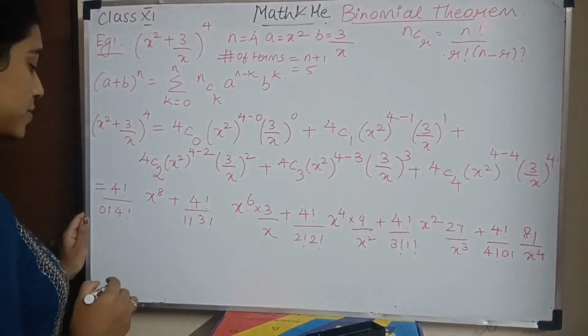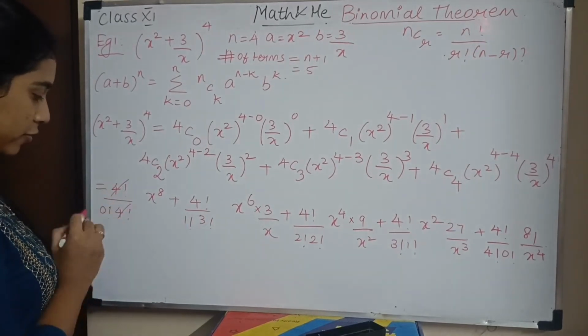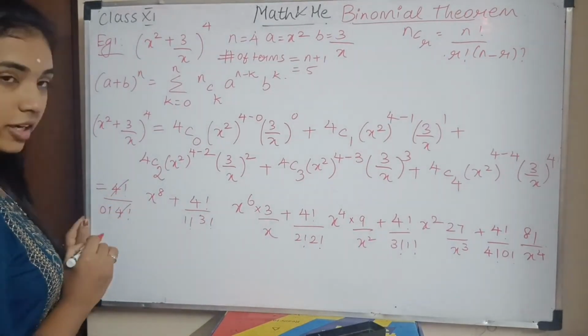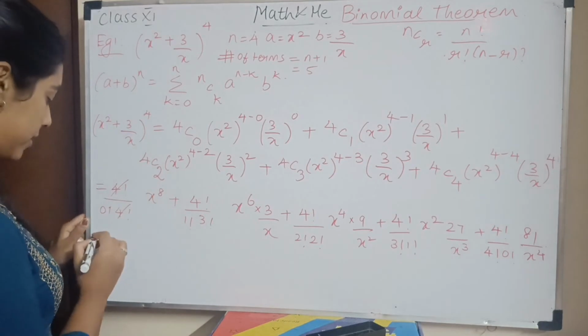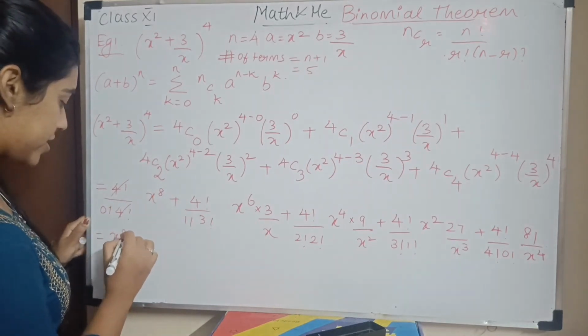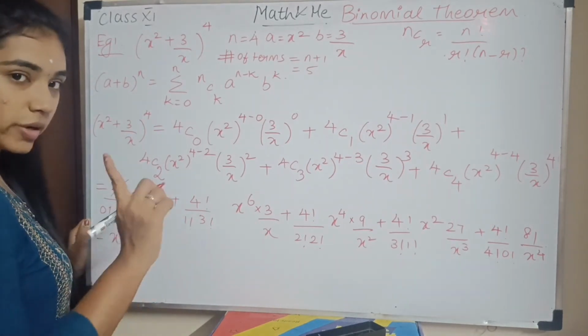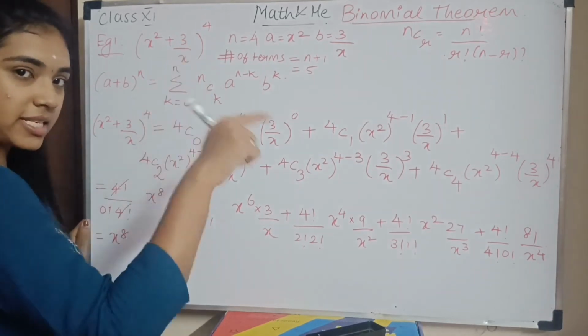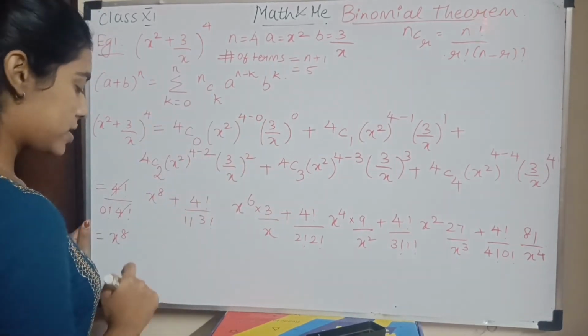So what happens when I simplify? 4 factorial and 4 factorial go off. 0 factorial is nothing but 1. So I am left with x to the 8. The first coefficient is always 1. You remember the Pascal's triangle? Now what is left here?